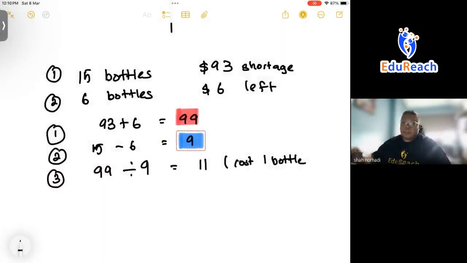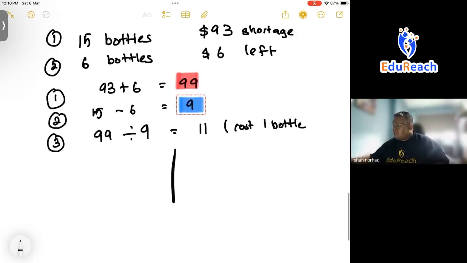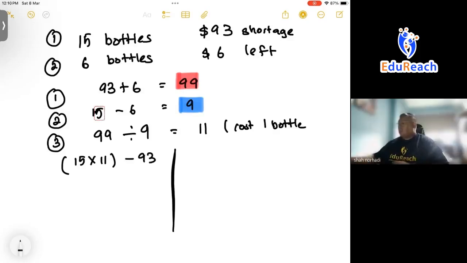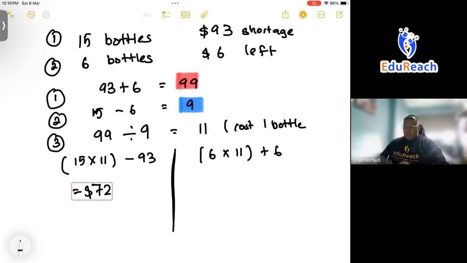Okay. Now what we want to do is find how much money she has. So we can use either story. The first story is you take 15 times 11, but you must minus 93 because of the shortage. Then the second story will be 6 times 11, then she has $6 left. So the answer would be 15 times 11 minus 93. She has only $72. Okay, this one is also $72.